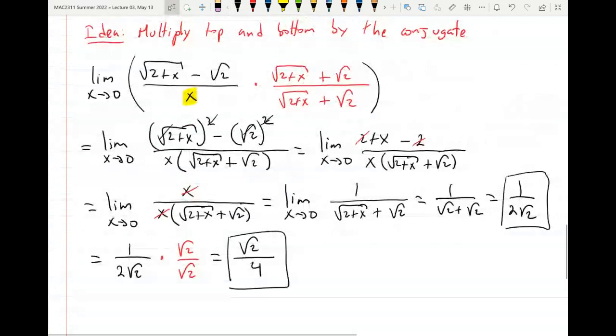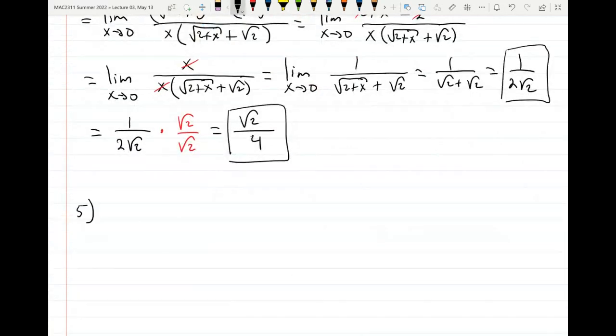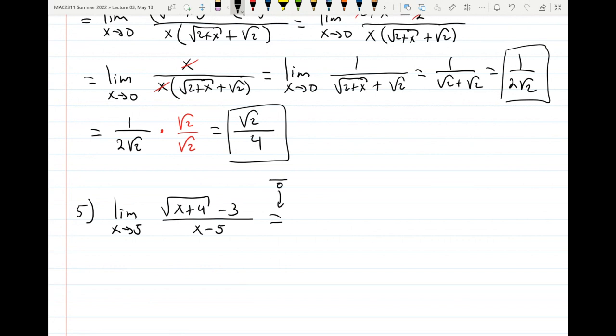That was number 4. Let me do number 5. So limit as x approaches 5 of square root of x plus 4 minus 3 over x minus 5. So once again, if we try to evaluate this limit, then we see that the bottom is 0. On top, we get 5 plus 4, that's 9. Square root of 9 is 3. 3 minus 3, that's 0. So we have 0 over 0. So what do we do?